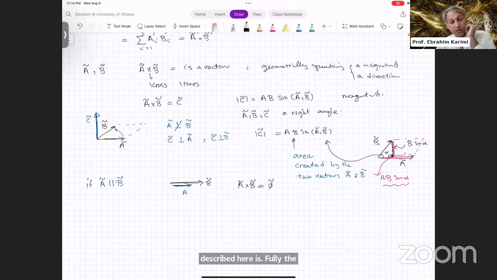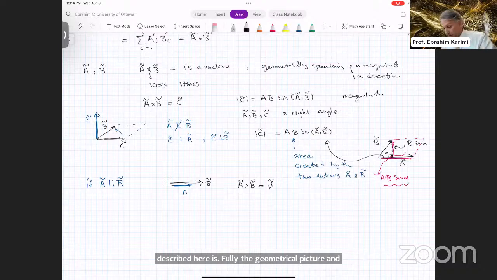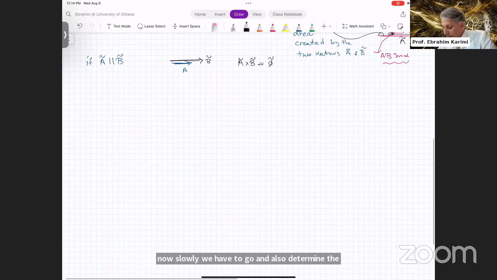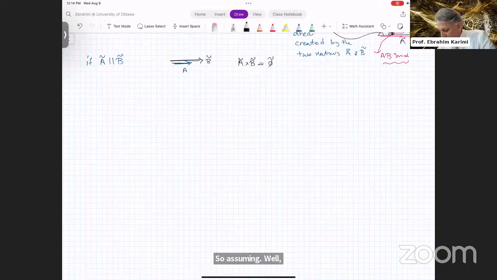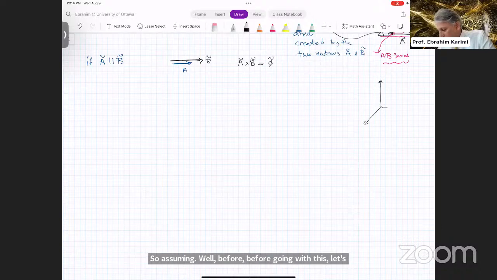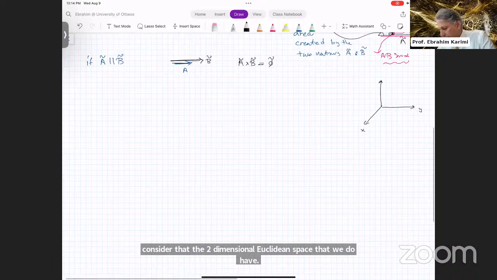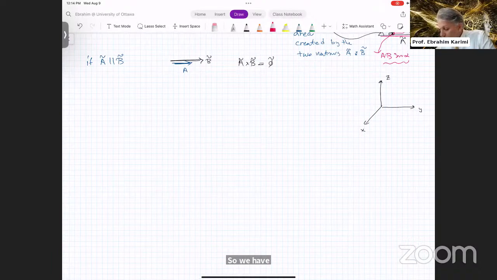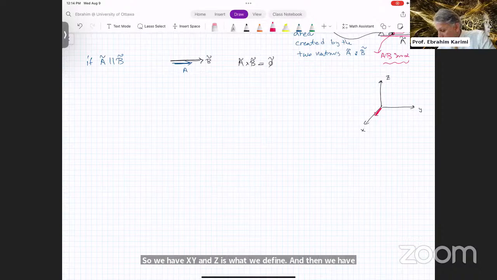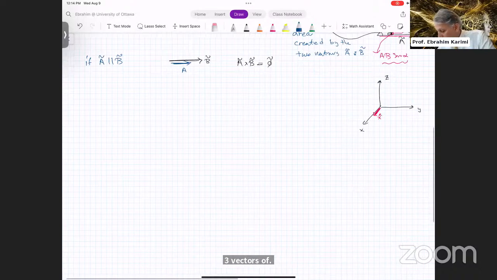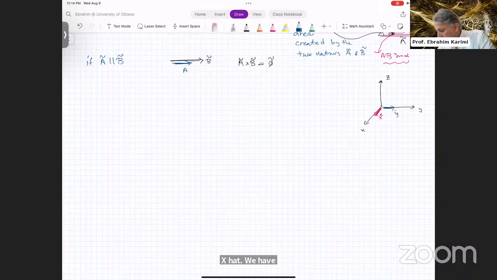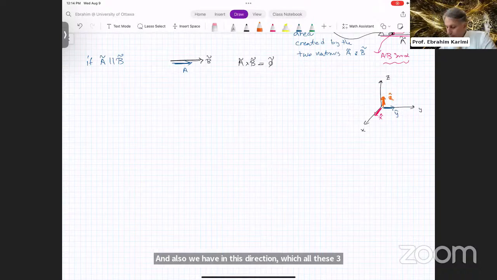And now slowly we have to go and also determine the algebraic representation. So before going with this, let's consider the three-dimensional Euclidean space that we have. So we have X, Y, and Z. This is what we define. And then we have three vectors: X hat, Y hat, and also Z hat in this direction, all of which are unit vectors.